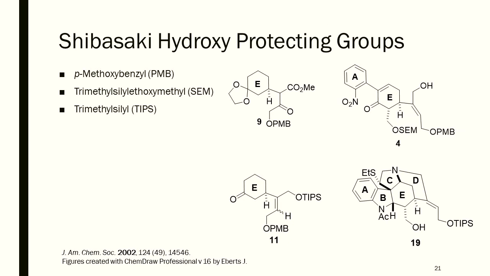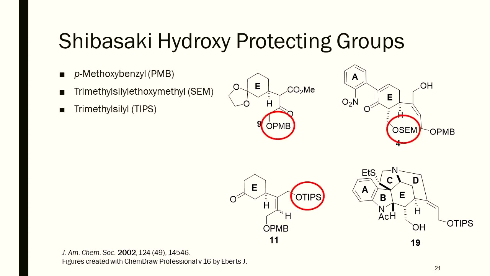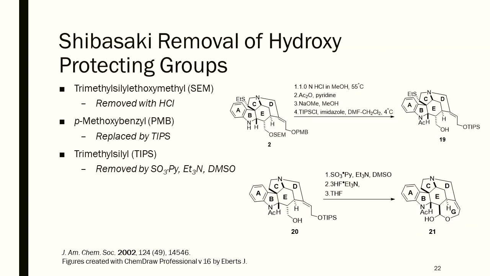As we saw in the discussion of his synthetic strategy, Shibazaki also used a number of protecting groups for the hydroxy groups in his reaction. He used paramethoxybenzyl, PMB, trimethylsilylethoxymethyl, SEM, and triisopropylsilyl, TIPS. You can see here that these protecting groups were used in 3 different hydroxy positions.